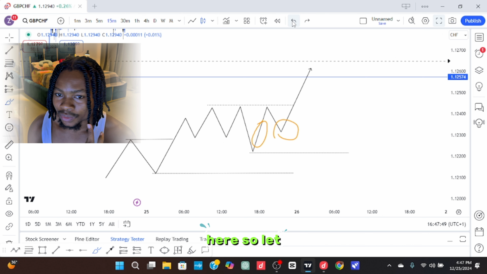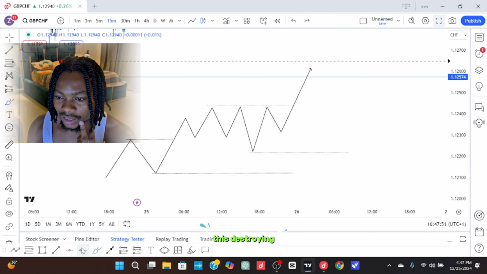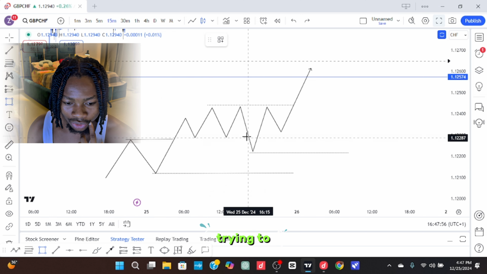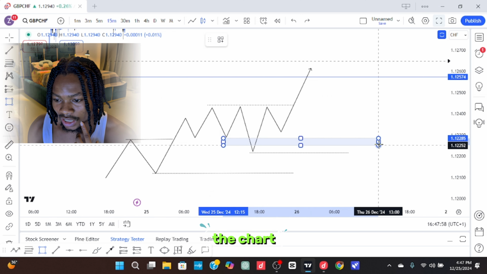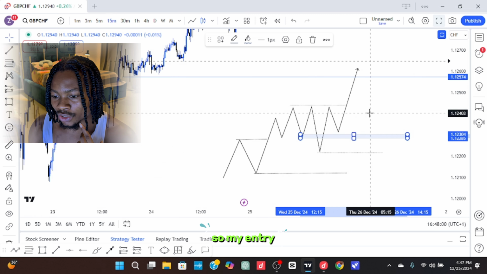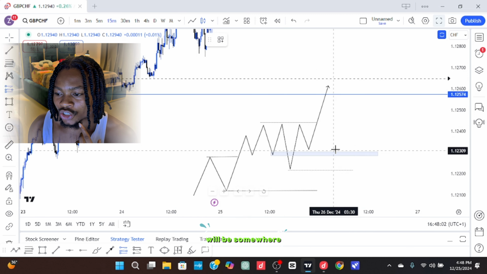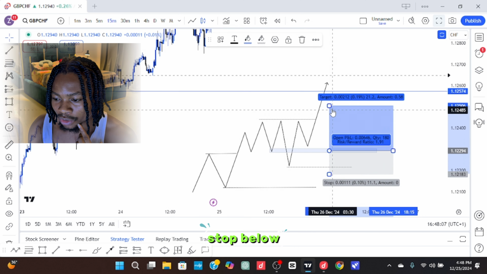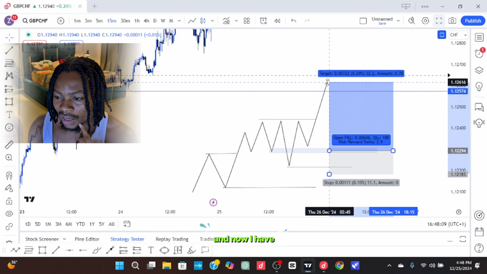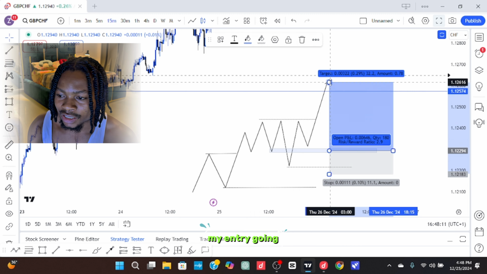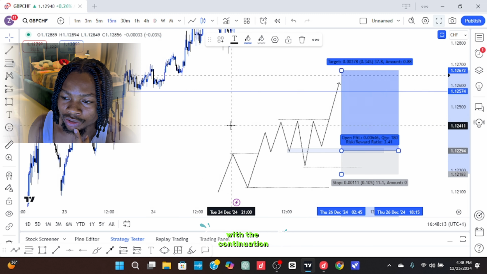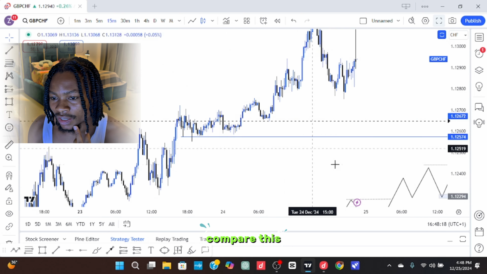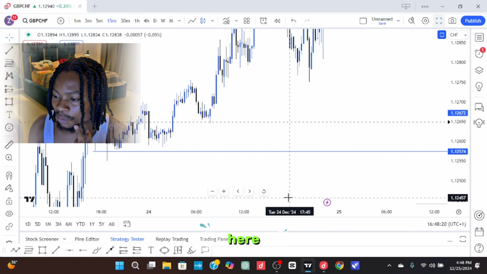So let me clean up this drawing now and show you what I'm trying to explain on the chart. All right, so my entry will be somewhere here at this chart right here, stop loss below this, and now I have my entry going with the continuation of the trend to the upside. Now let's compare this to what is going on right here.